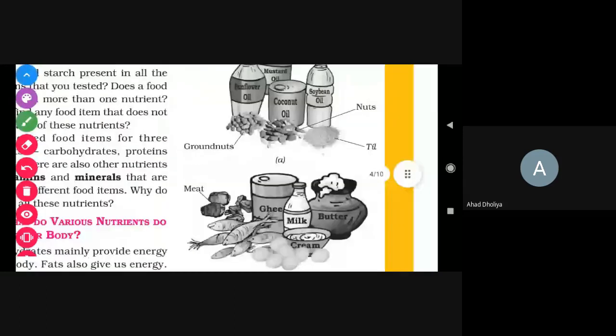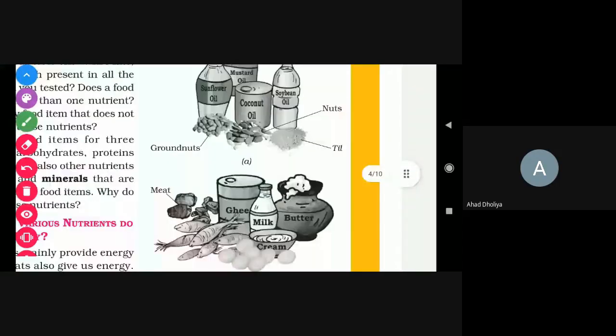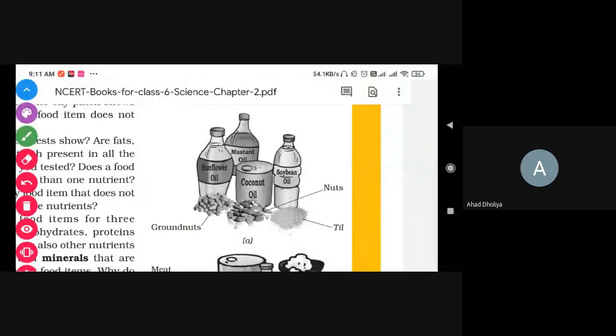Other than that, these are the foods which contain oil: sunflower oil, coconut oil, soya bean oil, and mustard oil. These foods contain oil, and we get these fats from plants, okay? Understood? And these are the foods that we get from animals. Is this clear? These we get from animals, and those we get from plants, okay?